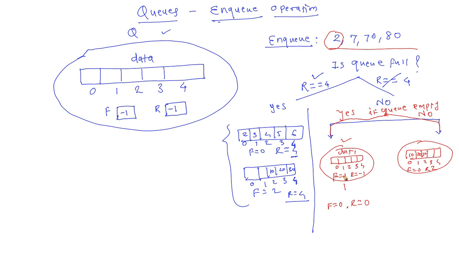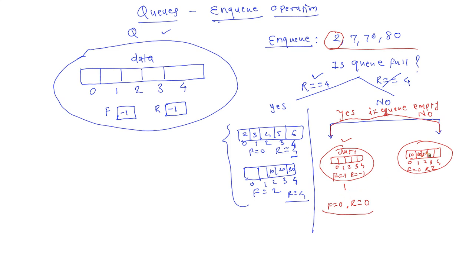Because this element which I'm inserting is going into an empty queue, it will go on the 0th location. This is going to be the only element in the queue. That's why F will be 0 and R will also be 0, indicating that this is the element which has come in first and it is also the last element, because there is no other element inside the queue. So that I will do if the queue is empty.